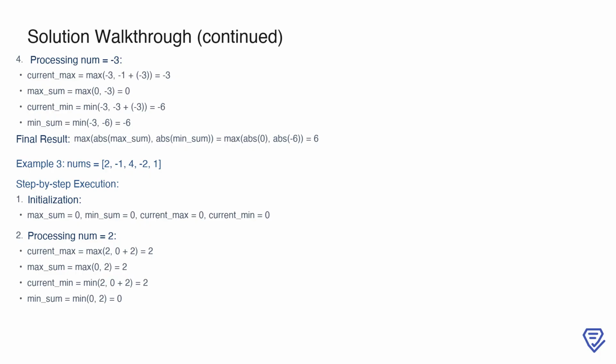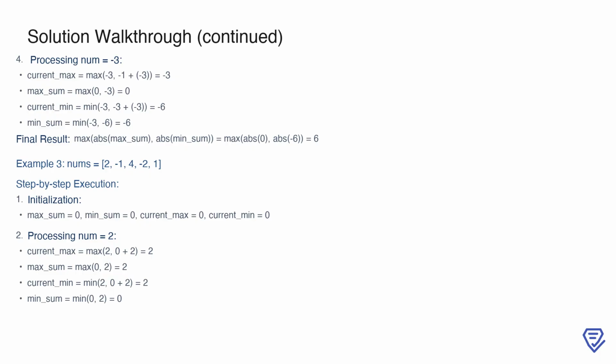in -3. Max_sum remains 0 because it's still larger than -3. For current_min, we calculate the minimum of -3 and the sum of current_min plus -3, which is -6. This updates min_sum to -6. The final result is calculated as the maximum of the absolute values of max_sum and min_sum, which gives max(0, 6), resulting in 6. Finally, let's analyze a third example where nums is 2, -1, 4, -2, 1.